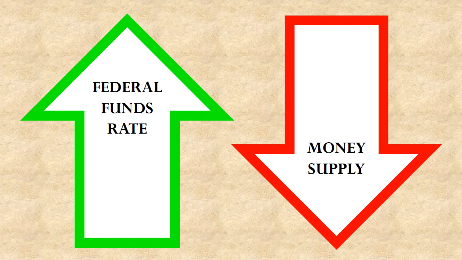So there won't be as much demand for things, and then there won't be as many things produced, and there won't be as many people hired, etc. So by raising the federal funds rate, they can slow the economy down.